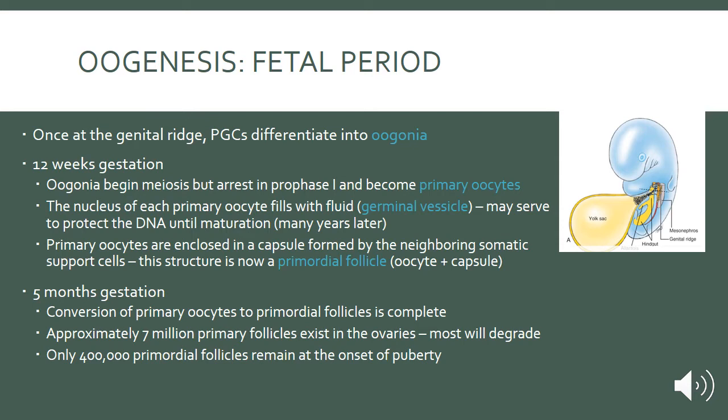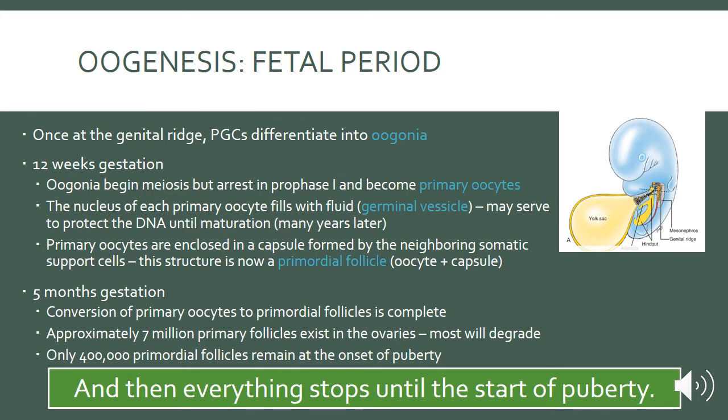Now, additionally, those primary oocytes get enclosed in a capsule, so the cells surrounding the primary oocyte sort of coalesce around it, and the structure of the oocyte plus the capsule are called the primordial follicle, and that's another protective mechanism. By 5 months gestation, all of the primordial follicles are formed and complete. There are roughly 7 million of them, although most will degrade, and by the time a girl gets to puberty, you only have about 400,000 primordial follicles. And so that's the future number of eggs that you can release. And then you get to that point and everything stops until you get to puberty.